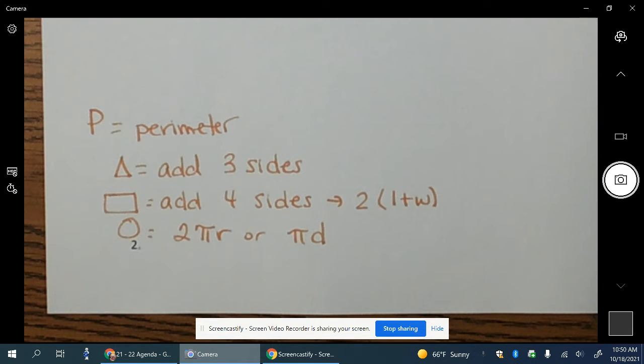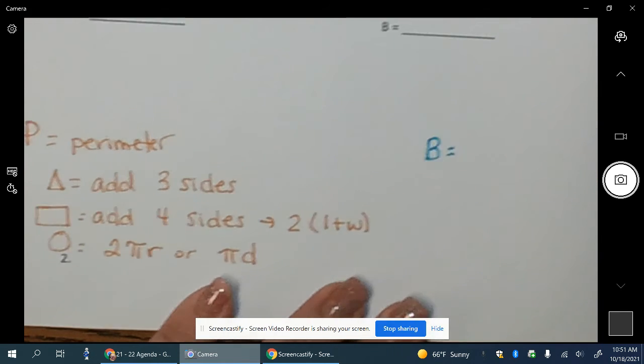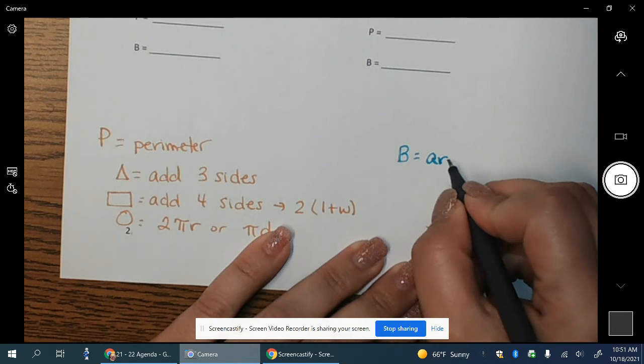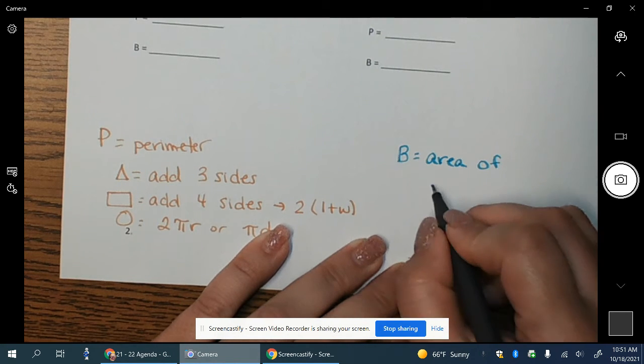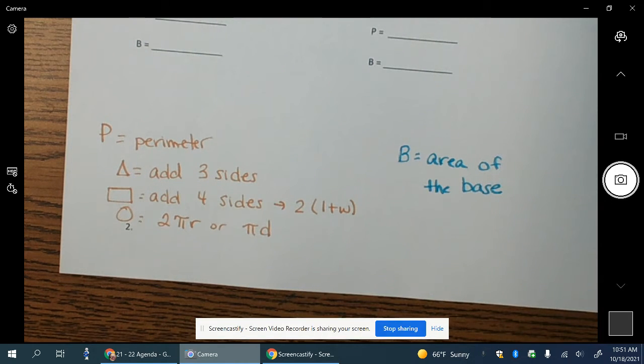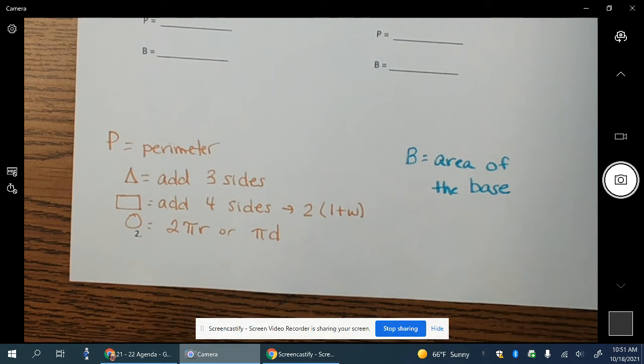So the capital P means perimeter. Okay? We're also going to start to see capital B. Anybody remember what big B means? We did it last year. Area of the base. Okay? So our formulas are going to involve capital P and big B. Those are very important to know going forward for tomorrow. So B is not the base, the bottom. It's the area of the whole base.